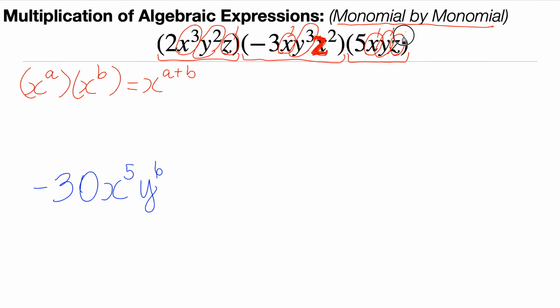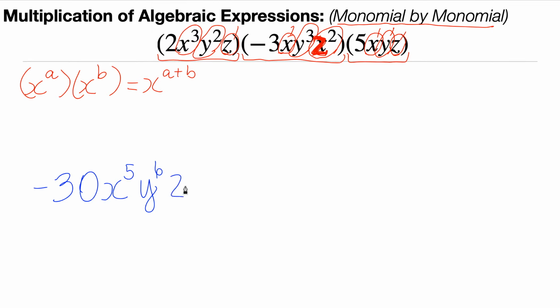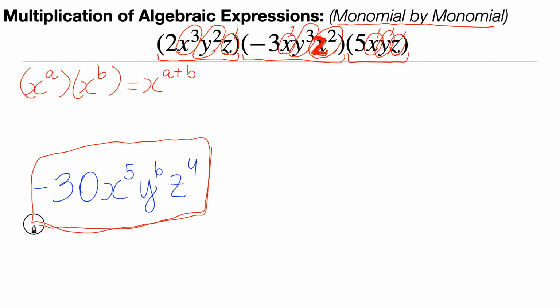And this is z raised to 1. Anyways, this is z raised to 2. Let me encircle it. So we have z raised to 1, z raised to 2, and z raised to 1. So we have 4 as our exponent. So we have z raised to 4, and this is our final answer: minus 30, x raised to 5, y raised to 6, z raised to 4.